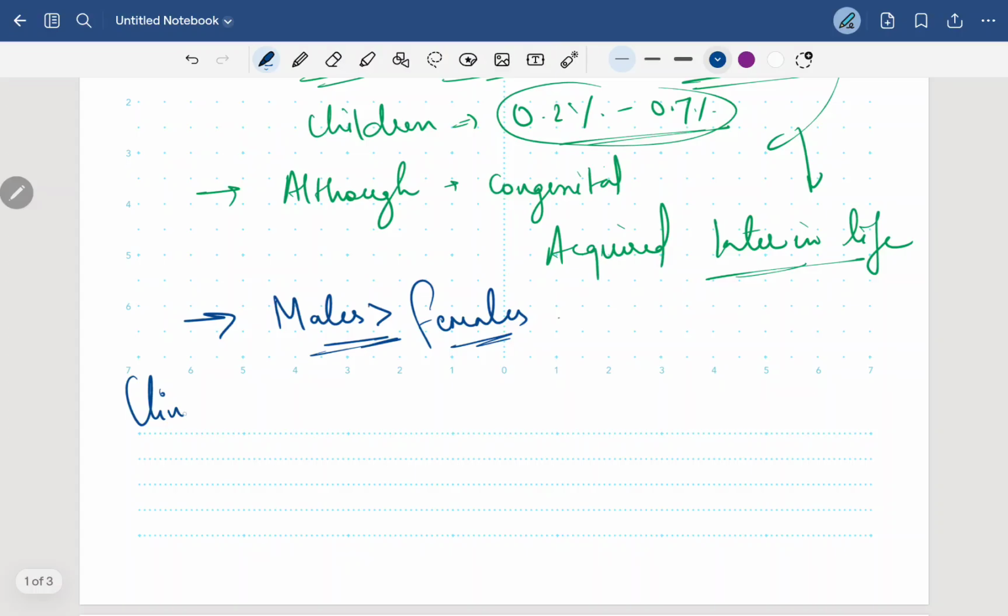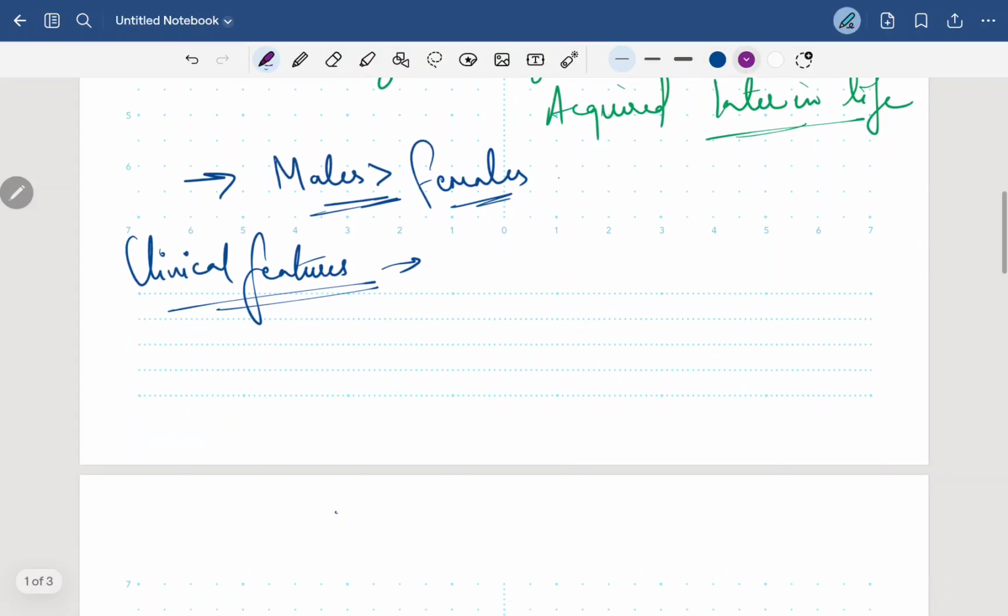Then coming to clinical features, what could be the clinical features you can see in patients with commissural lip pits? Usually they are seen on routine examination, because they do not produce any symptoms. That's why they are found on routine examination.